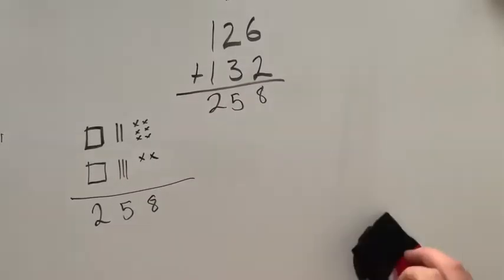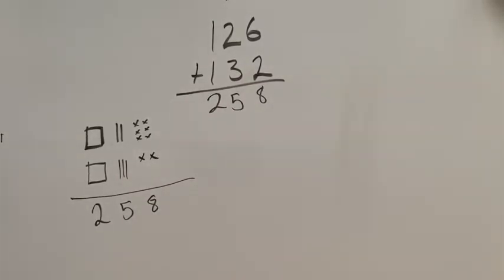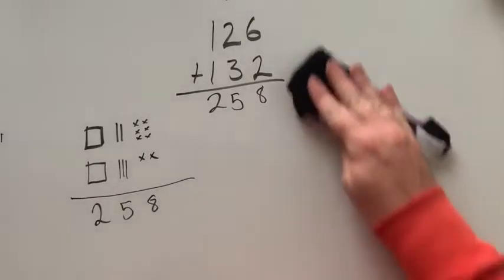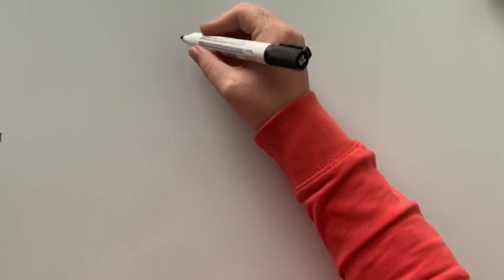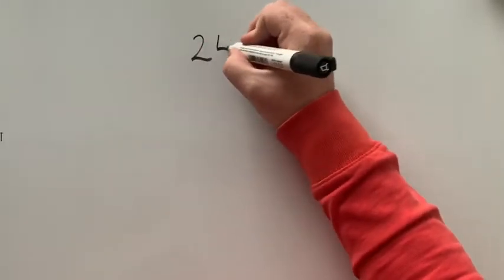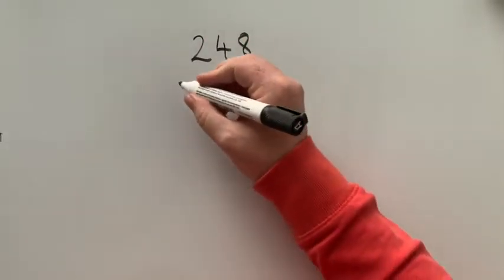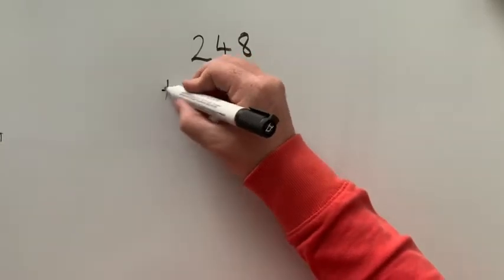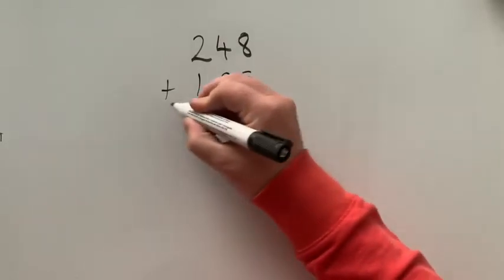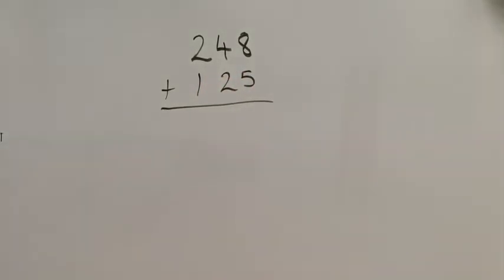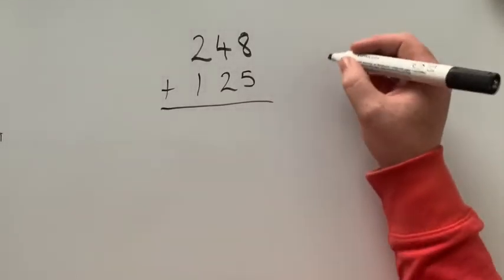All right. Now we'll go on, and again, because we want to see how this looks with some renaming, I'll go ahead and do an example now of what that looks like with renaming. 248 plus 125. I really wish that would stop next door. And we draw that representation. I'll draw it over here this time.